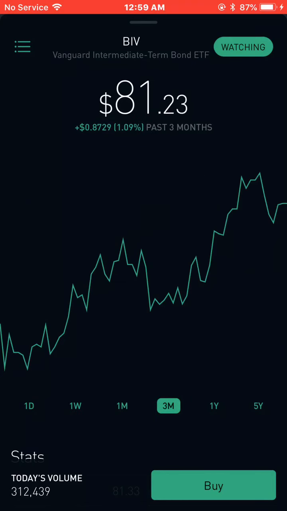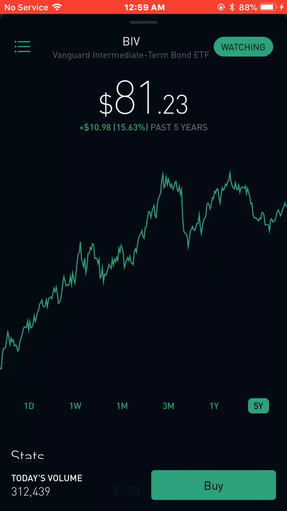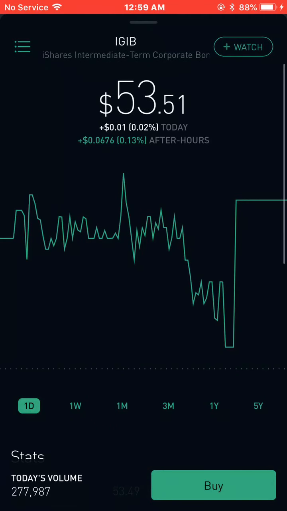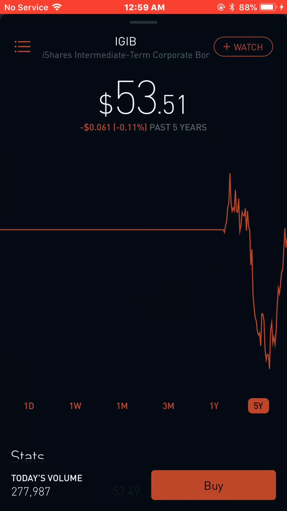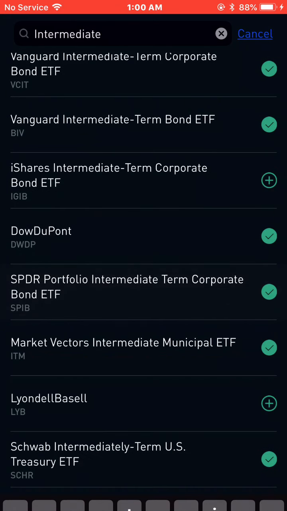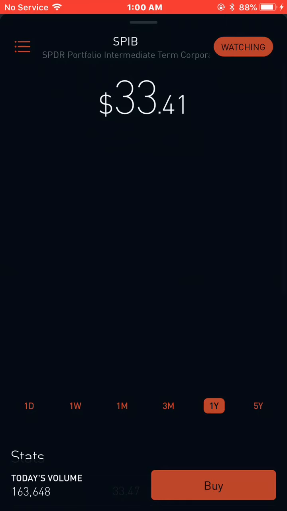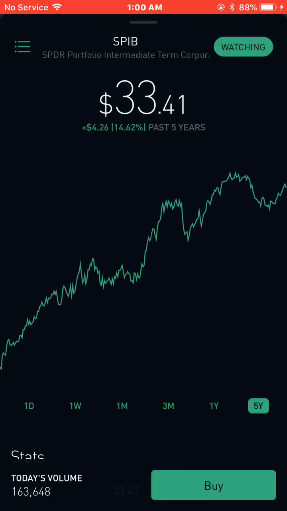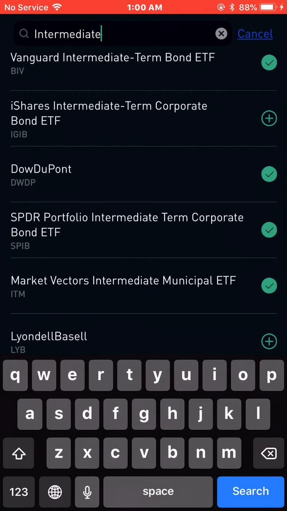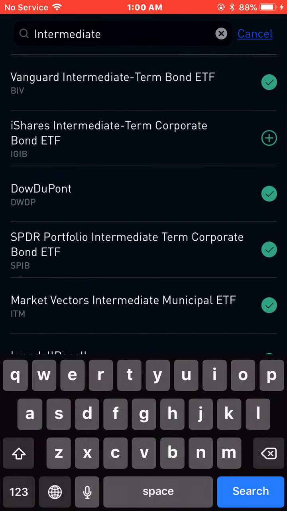So this one's a Vanguard Intermediate Term Bond ETF. So yes, it's a very similar pattern. All the intermediate bonds are gonna have this sort of good pattern that you see here. Some are cheaper than others. Oh, this one doesn't seem like a good one, but some might have a dividend too. Yeah, this looks like a good one, and you get a 2.66 dividend yield. So that's basically what you do.